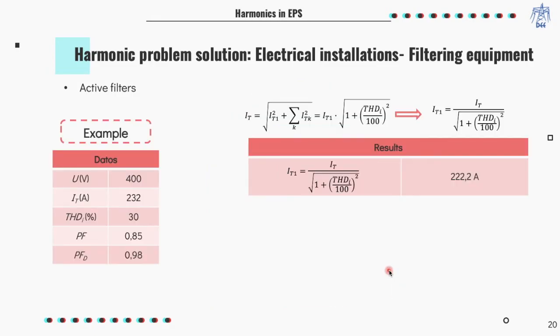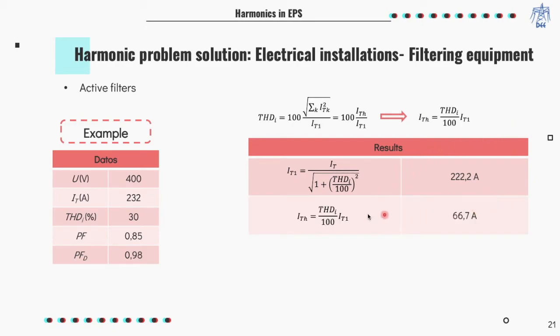Taking into account the electrical concepts reviewed in videos 5 and 6, the procedure for harmonic filter design is the following. First, from the root mean square value of the total current and the total harmonic distortion, the fundamental current root mean square value of the total current is obtained. Then, the harmonic current root mean square value can be obtained, which should be the current to be compensated by the filter.